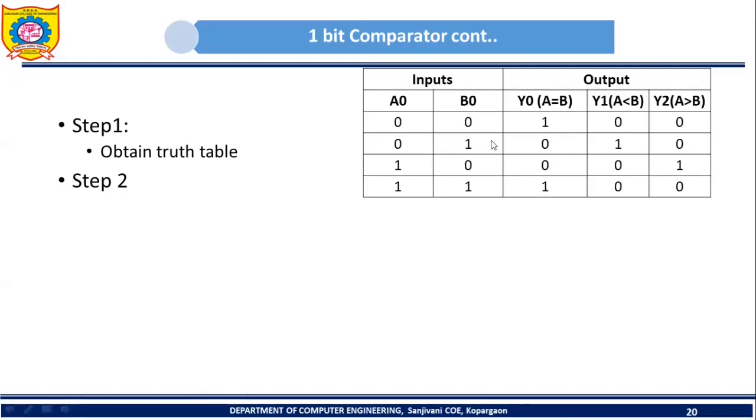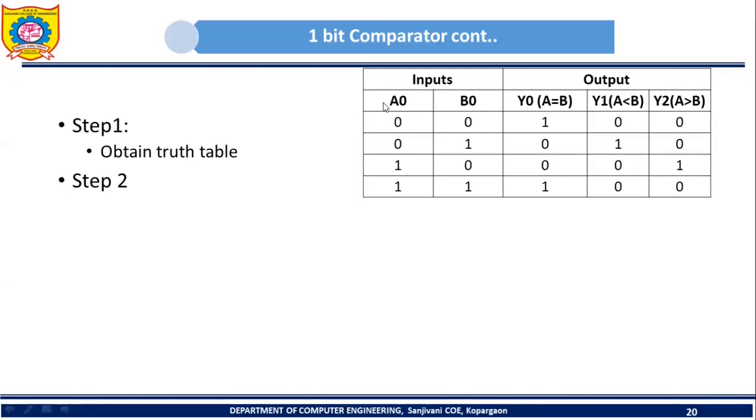From the truth table we are supposed to draw the K-map. So what type of K-map should we use? 2 variable, 3 variable, 4 variable. I told you that whenever we want to use any K-map, the type of K-map will depend upon the number of inputs present in the given combinational circuit. In this combinational circuit we have 2 inputs, so we should use a 2 variable K-map.